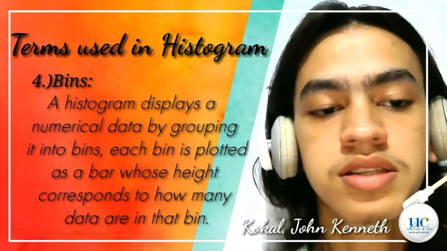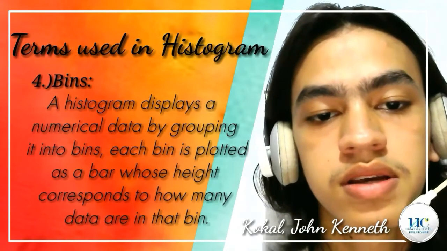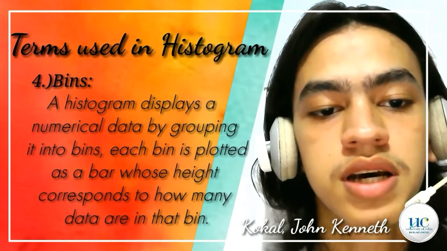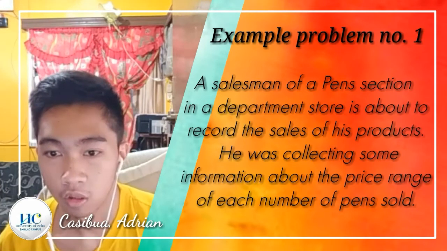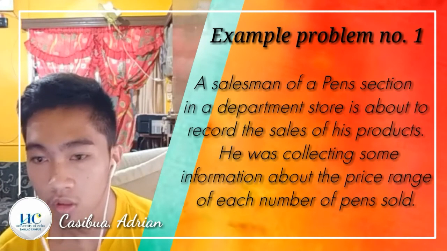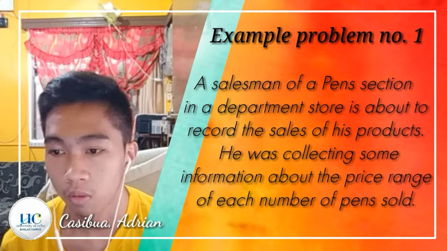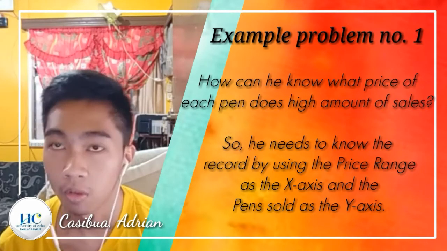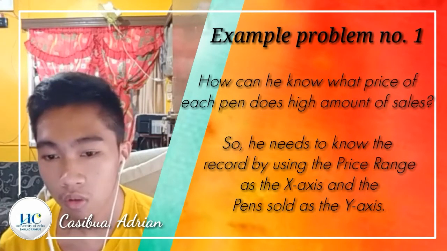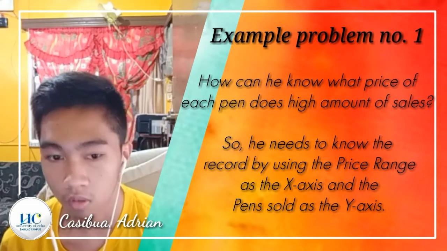Bins. A histogram displays numerical data by grouping it into bins. Each bin is plotted as a bar whose height corresponds to how many data are in that bin. So, the problem is, a salesman of a pen section in a department store is about to record the sales of his products. He was collecting some information about the price range of each number of pens sold. So, how can we know at what price of each pen the amount of sales is highest? So, he needs to record it by using the price range as the x-axis and the pens sold as the y-axis.